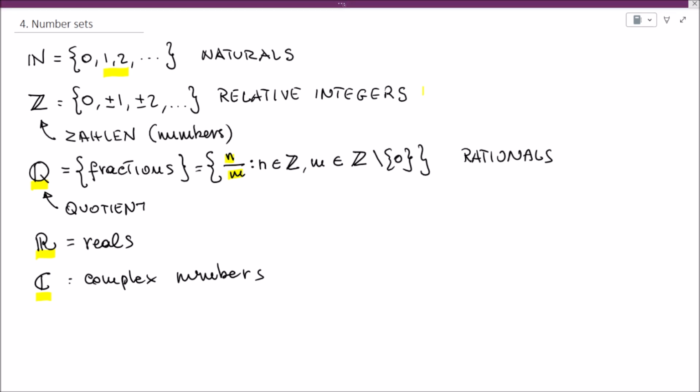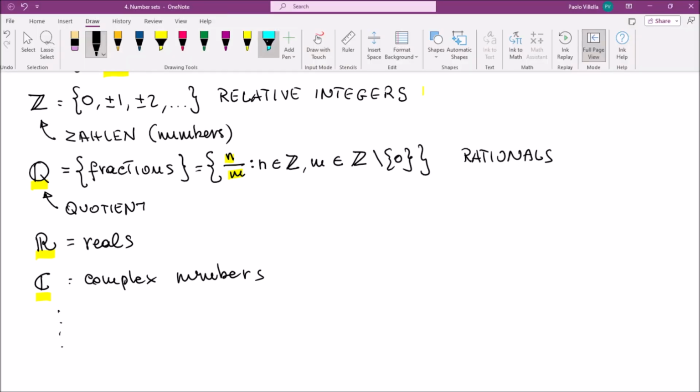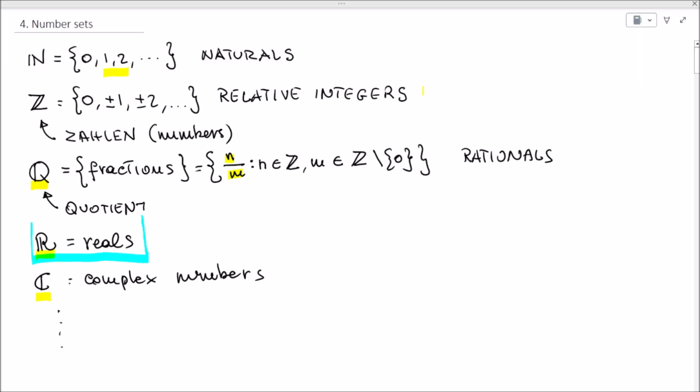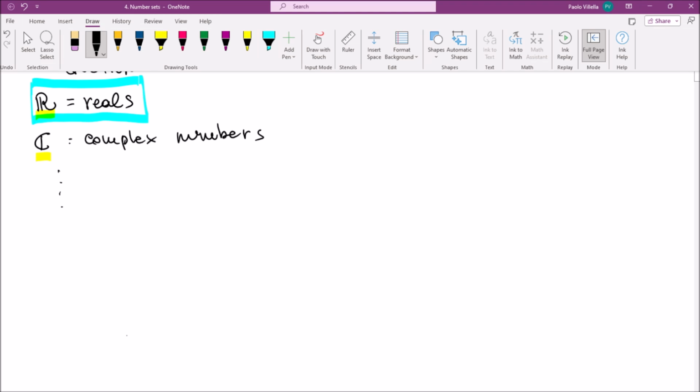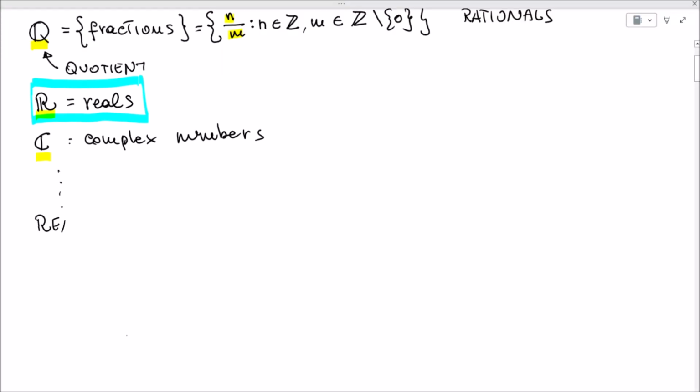Now, you may wonder at this point, why stop? Why don't we introduce other number sets? The reason is that we can do pretty much everything in the complex numbers. So this is a good point at which to stop. For us, the set of real numbers will be particularly important, so we want to focus more on real numbers. Let's now give a proper definition of real numbers.